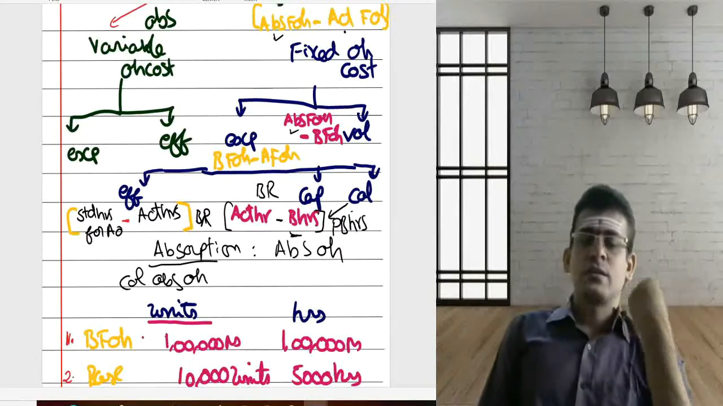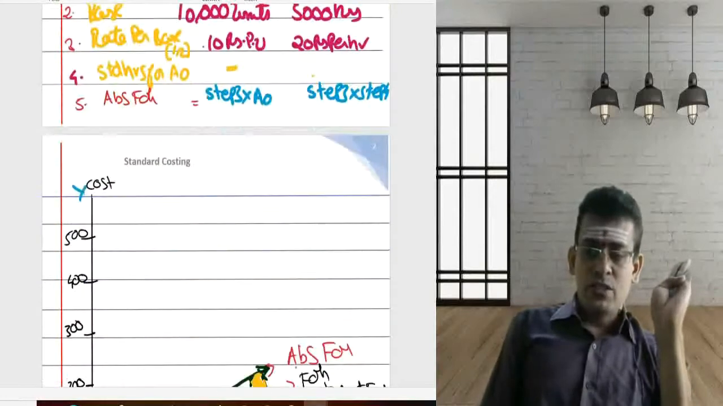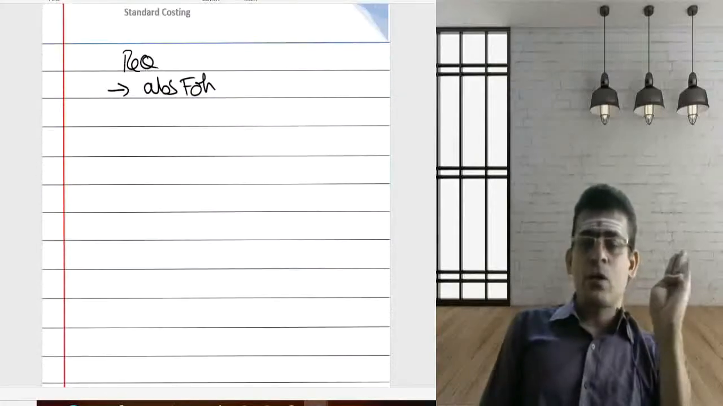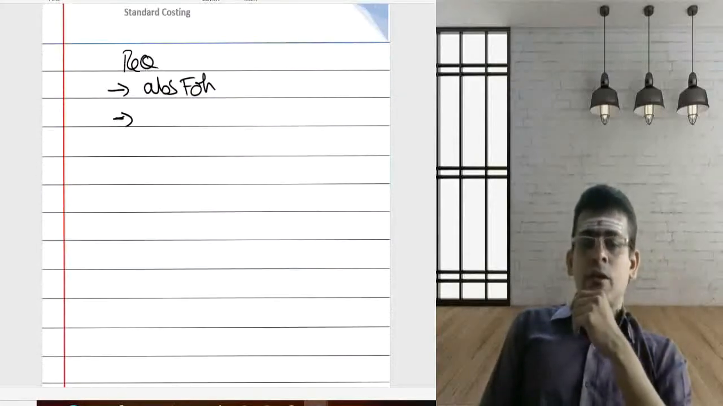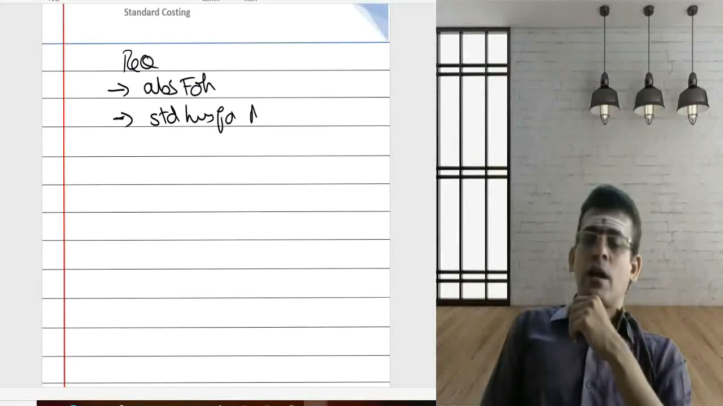Total out of 6, 4 variants are done. So first requirement is always what? Calculate your observed fixed overheads. Second requirement is nothing but calculation of your standard hours for actual output.